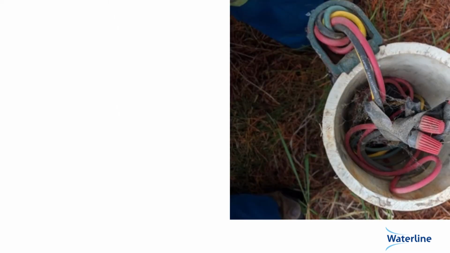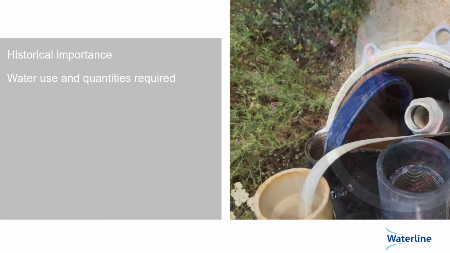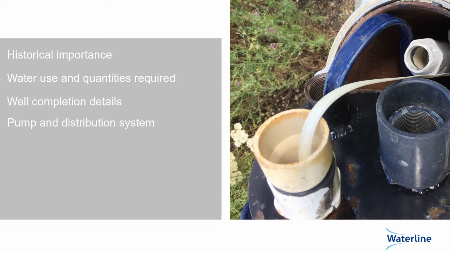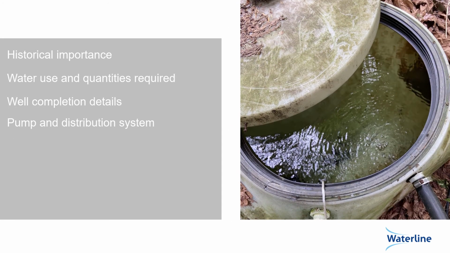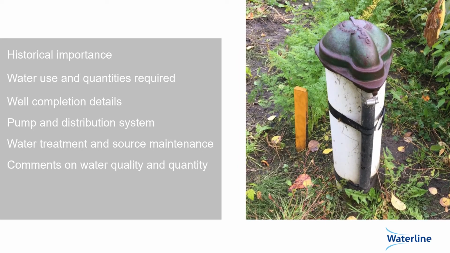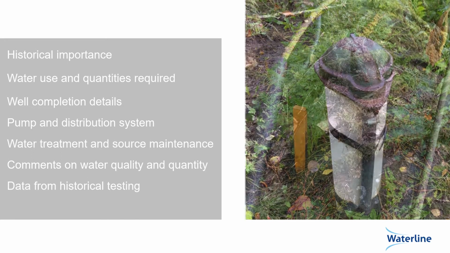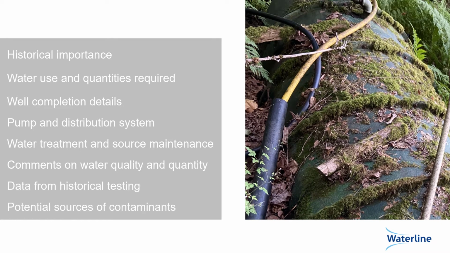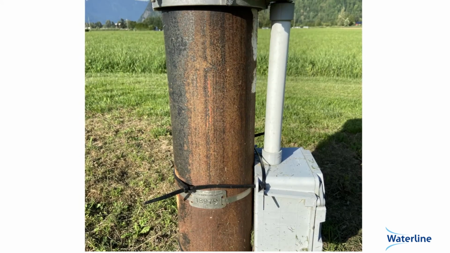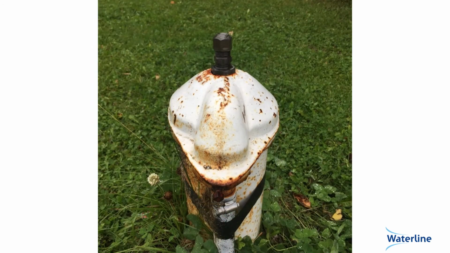At each location, information collected includes historical importance, water use and quantities required, well completion details if applicable, information about the pump and the associated distribution system, information about water treatment and water source maintenance, comments regarding quality and quantity of the water source, data from historical testing or sampling programs, and potential sources of contaminants in the water source area. During the inspection, Waterline photographs the water source and any related features within the surrounding area. GPS coordinates are collected for each water source and associated features.